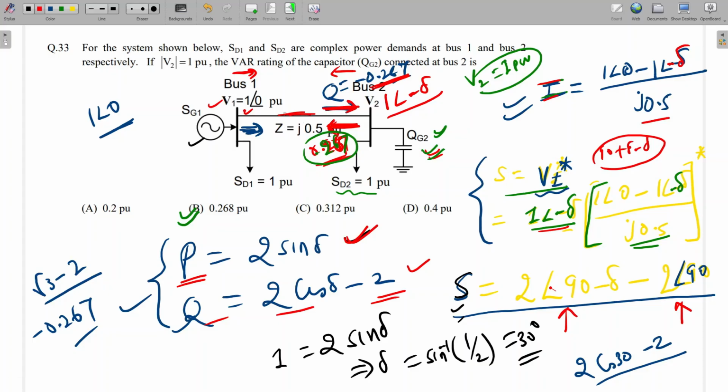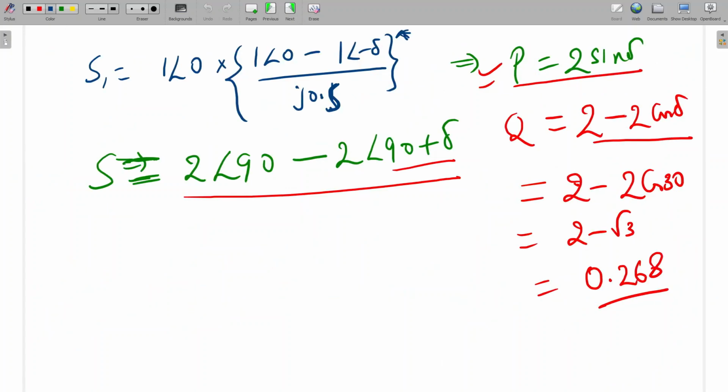How can we verify? We can calculate the current through this line, and I square x will be the reactive power consumed by this line. So we can calculate the current. What will be the current value? Since delta is 30 degrees, I will be 1 angle 0 minus 1 angle minus 30, divided by j 0.5.